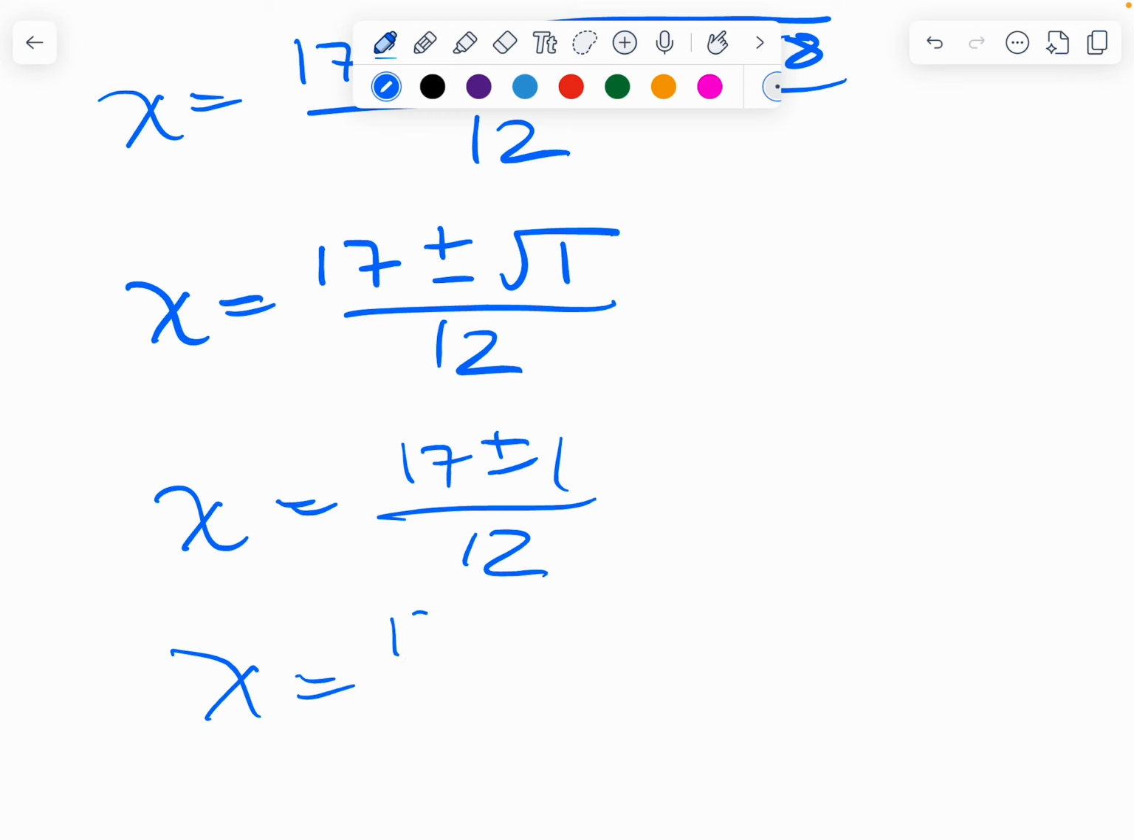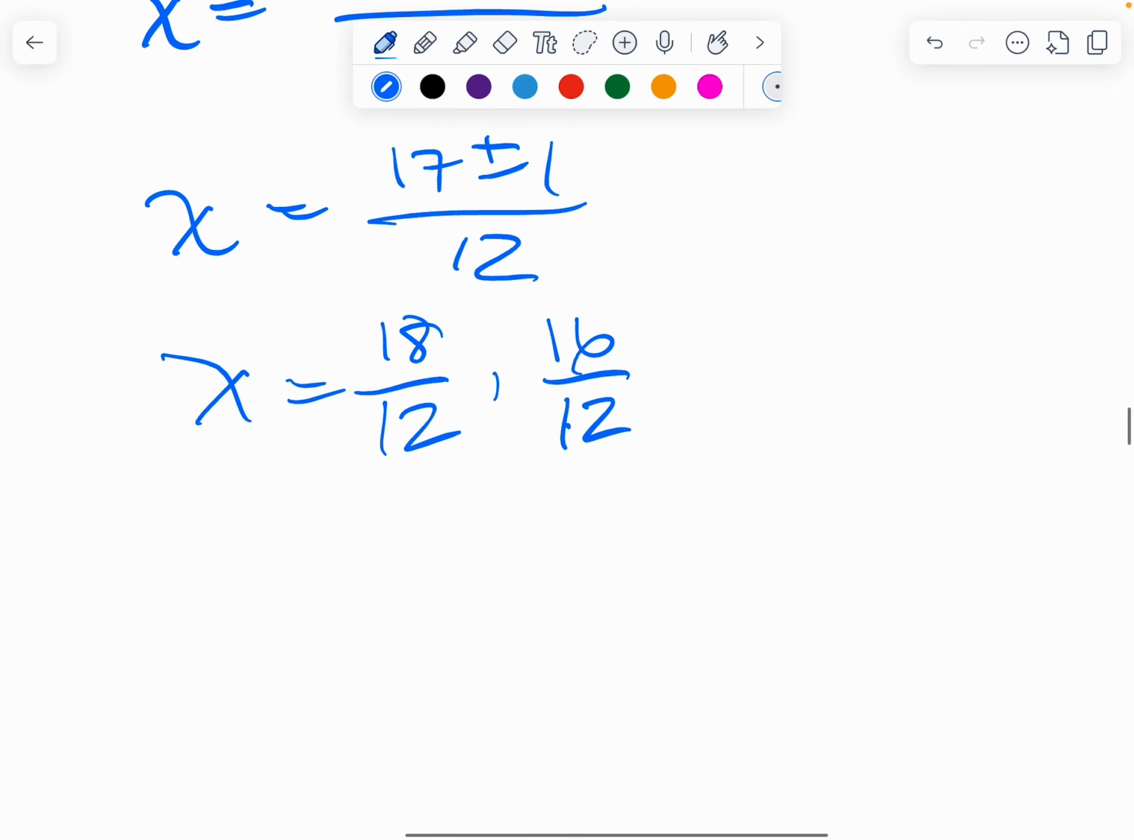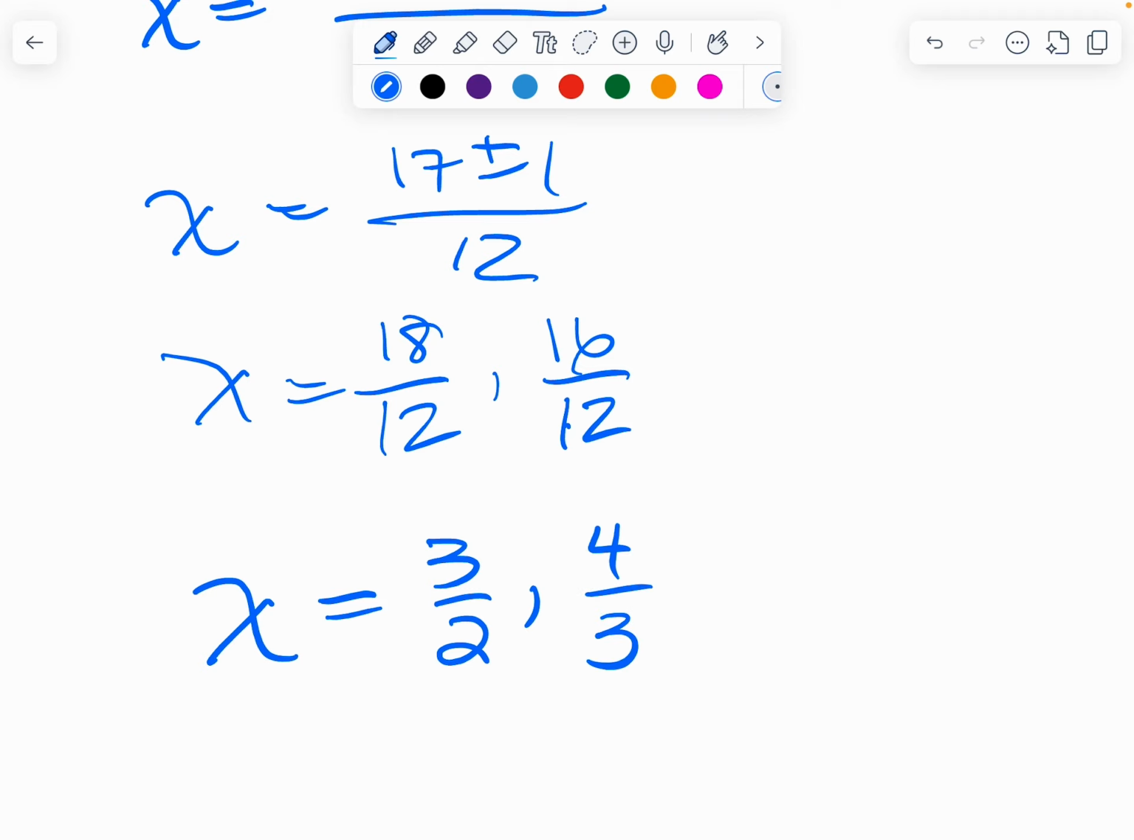So we have 18 over 12. We have 16 over 12. So that will get us, 6 goes into both of those, 4 goes into both of those. And there we have it.